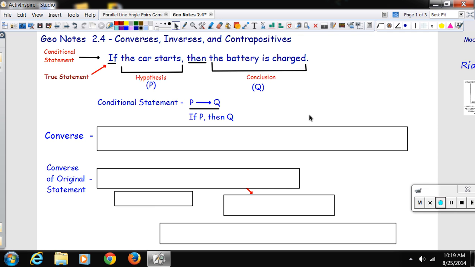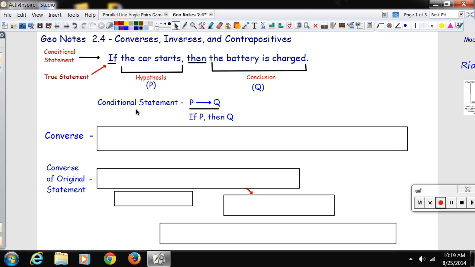And we can also use symbols. If I put P with an arrow to Q, that's telling me if P, then Q. I could also write it as if P, then Q. Same thing. So that's just more ways that we could write down what we want. We want a conditional statement. We want a P to Q statement. Now, there's lots of things that we can do with conditional statements. And that's what these three are called: converses, inverses, and contrapositives.